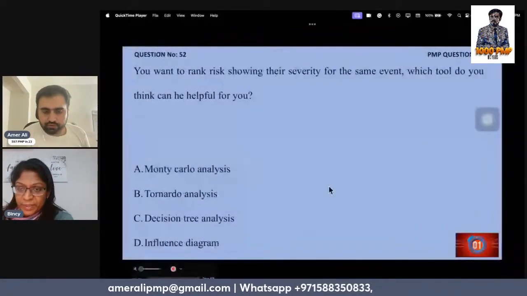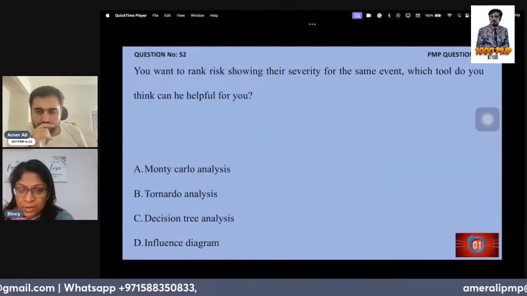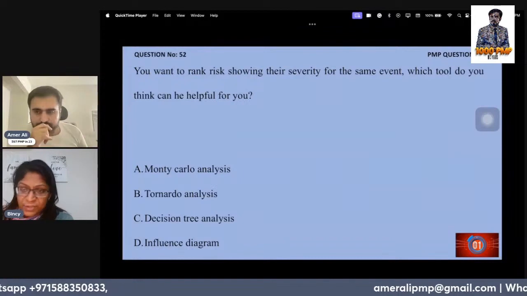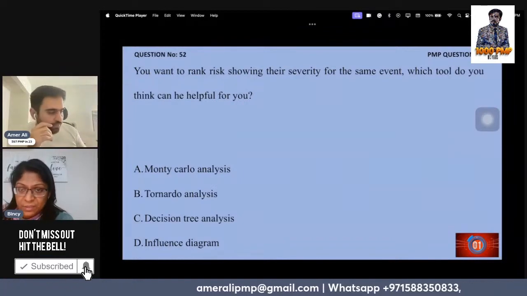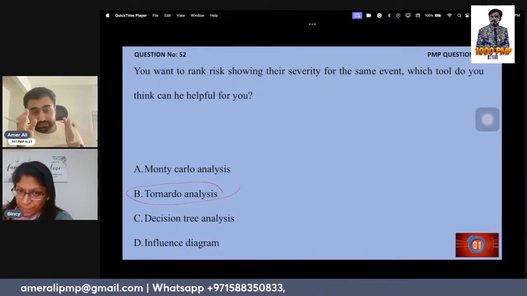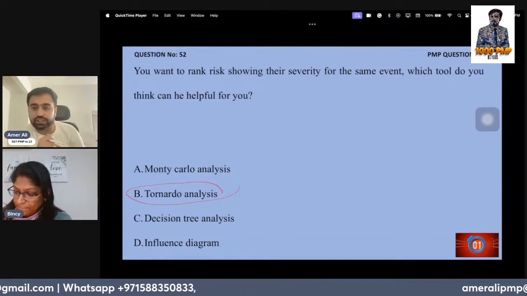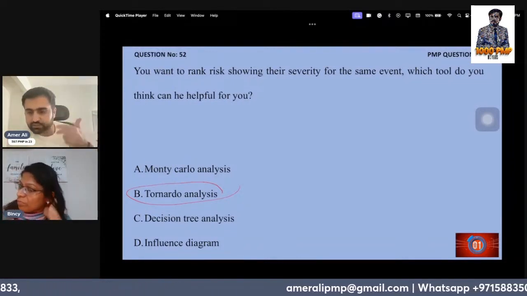My answer would be tornado analysis. Option B, because that is the one that usually shows us the severity analysis, I mean, the status of the risks. Okay, so what are the other three tools? As we are discussing elimination technique, we need to know what A is, what C is, what D is.